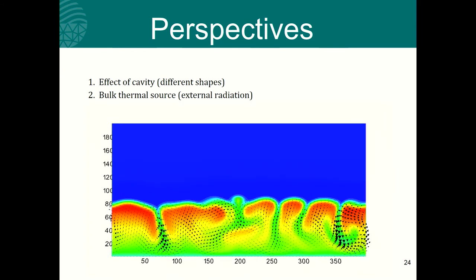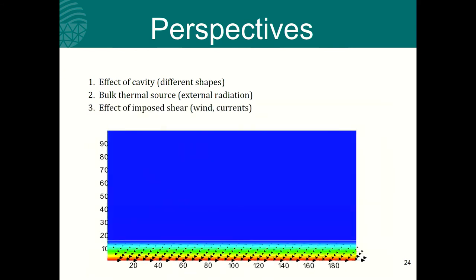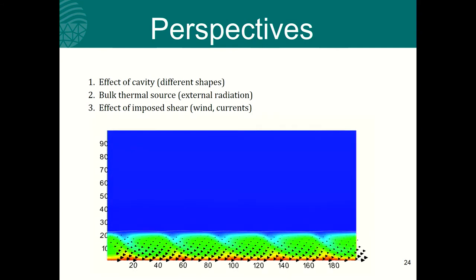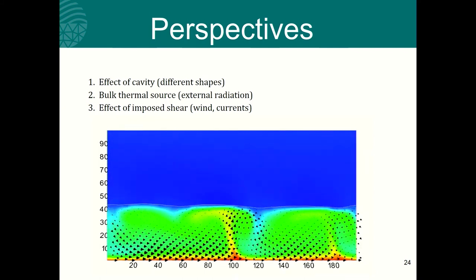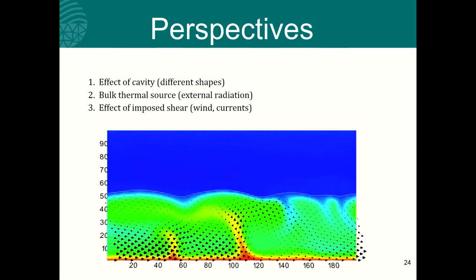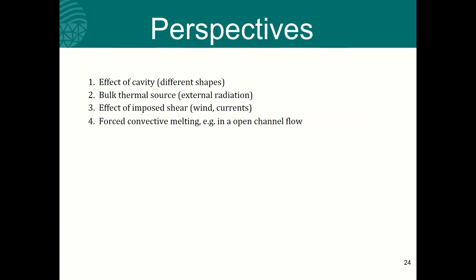And for the last part, we want to put shear velocity on the interface. It can be realized by having wind or some kind of current in the system, and having some kind of forced convection melting, like the open channel flow that is happening in the Arctic, in the melting of ice.